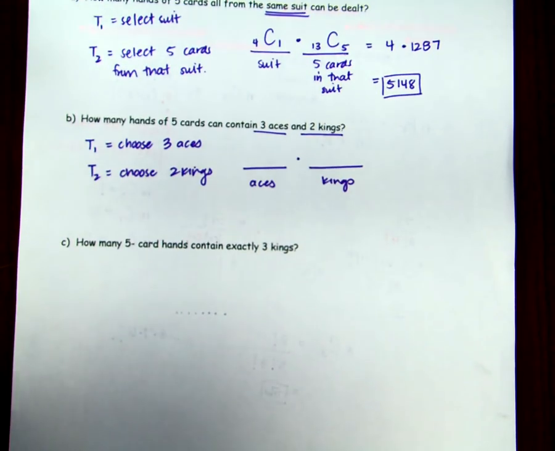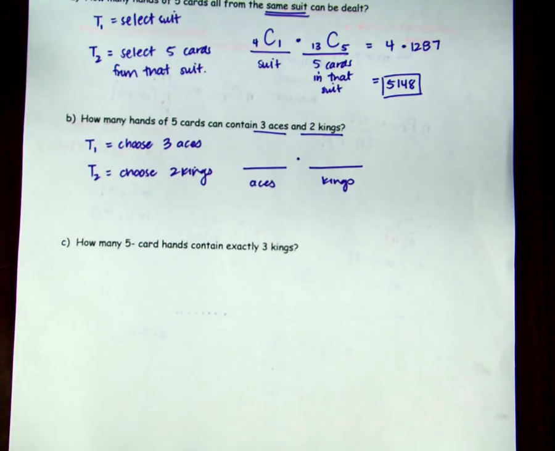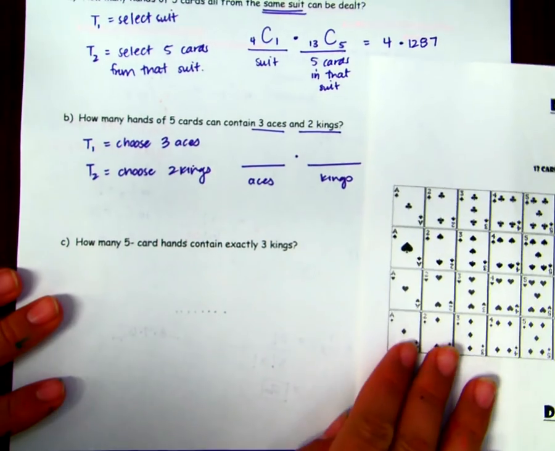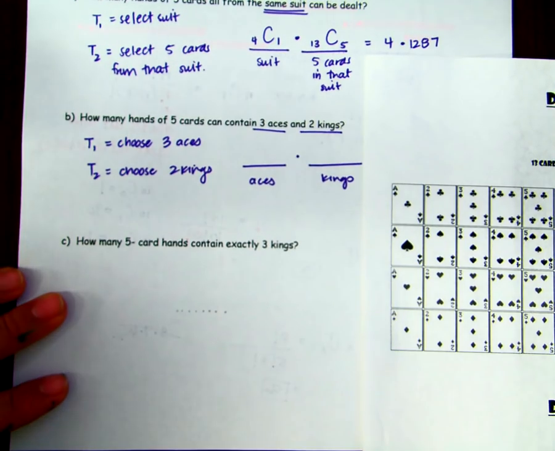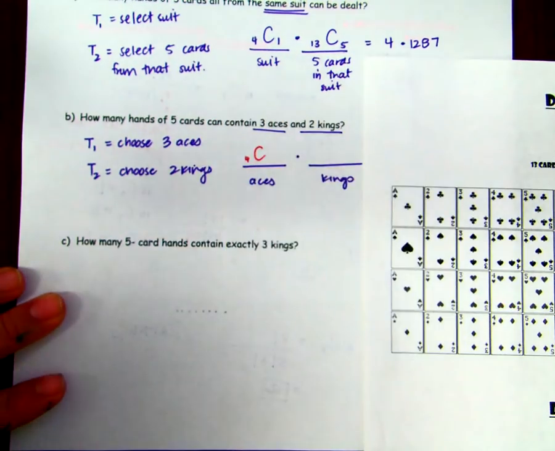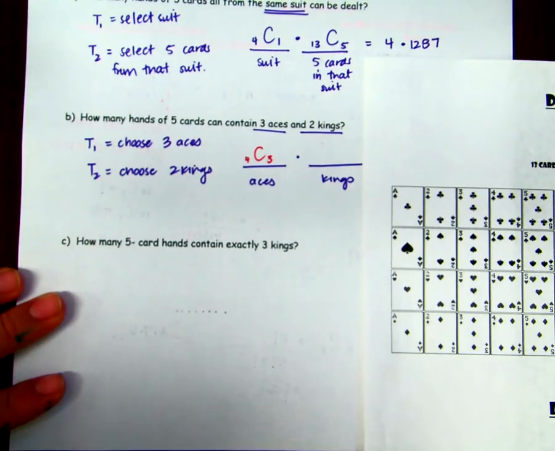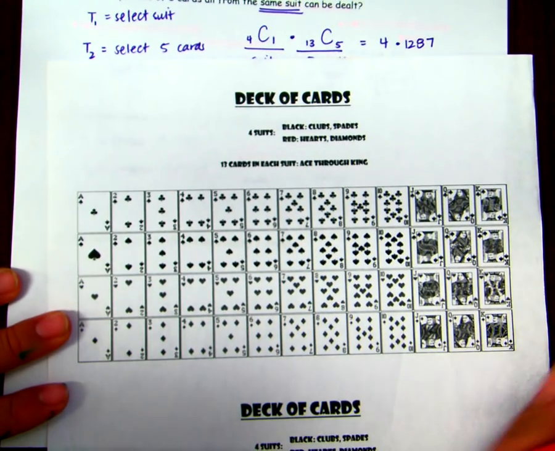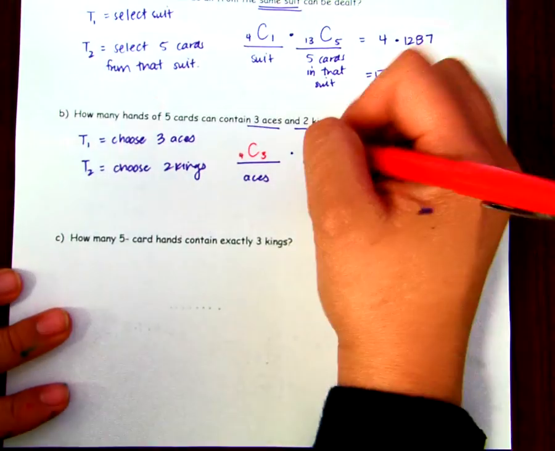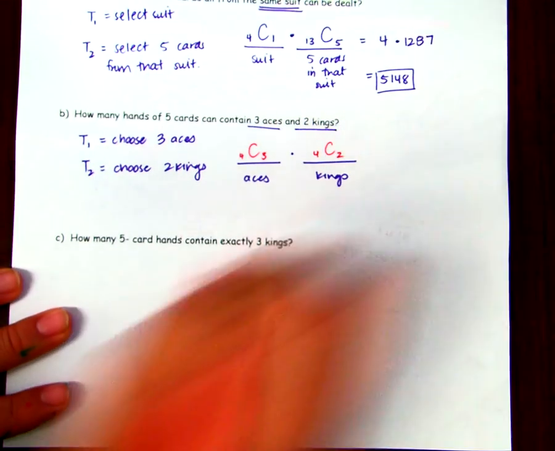Well, for the aces, first you have to consider, out of the aces, what is the total number of aces you can have? And going back to this, there are 4 aces I can have. So out of the 4, I'm going to choose 3 of them. Now for kings, we have these kings. There's 4 of them. Out of the 4 kings, I want to choose 2 of them.